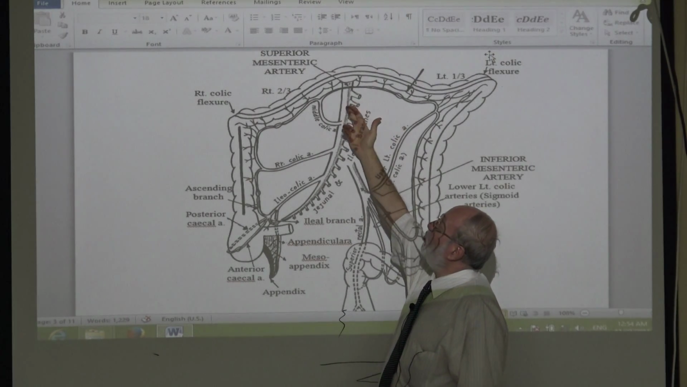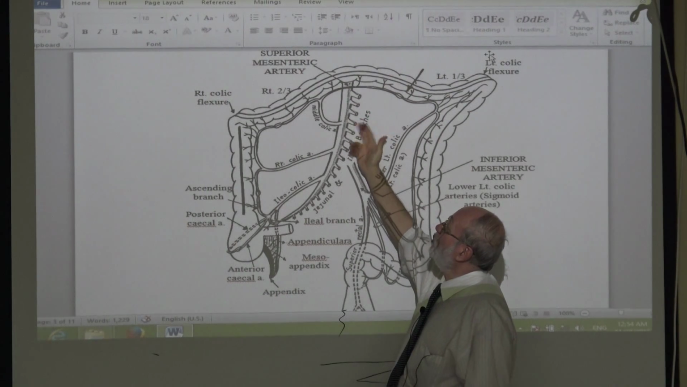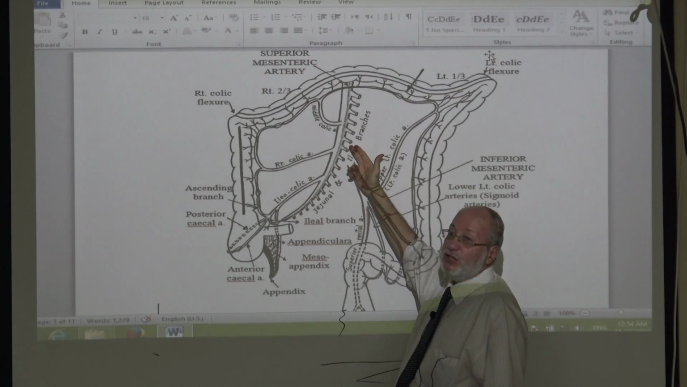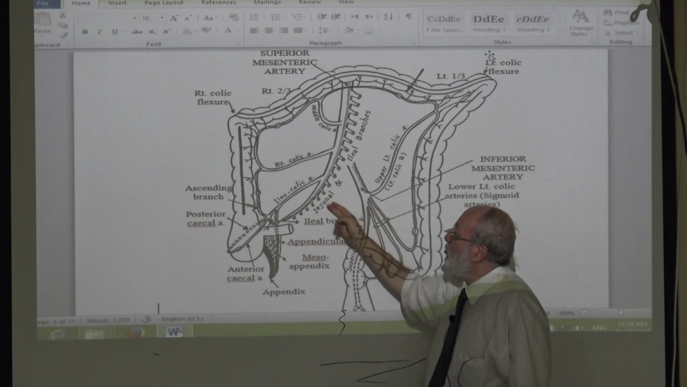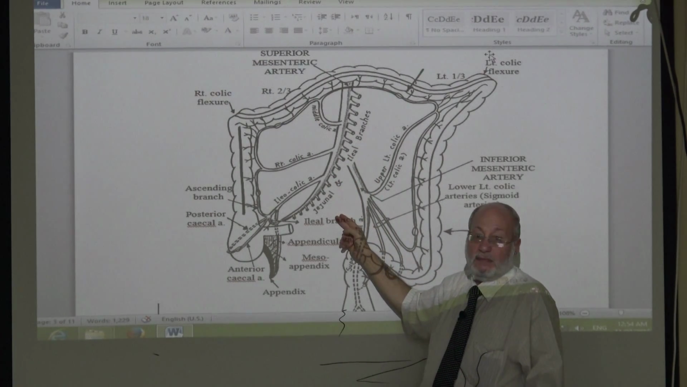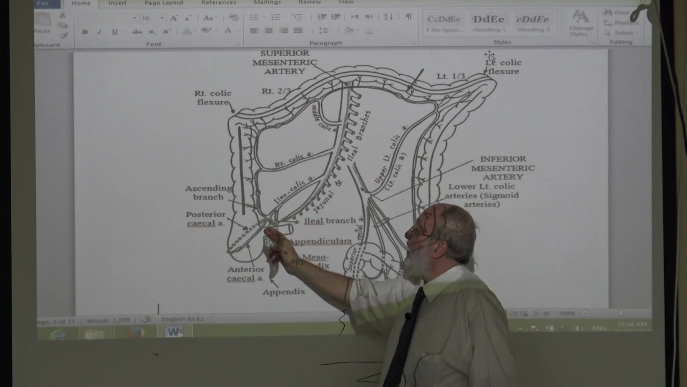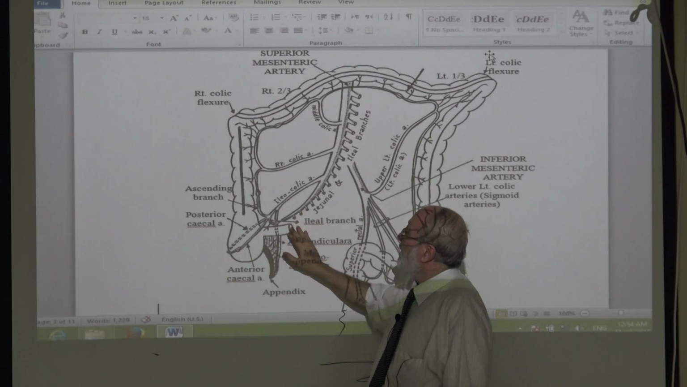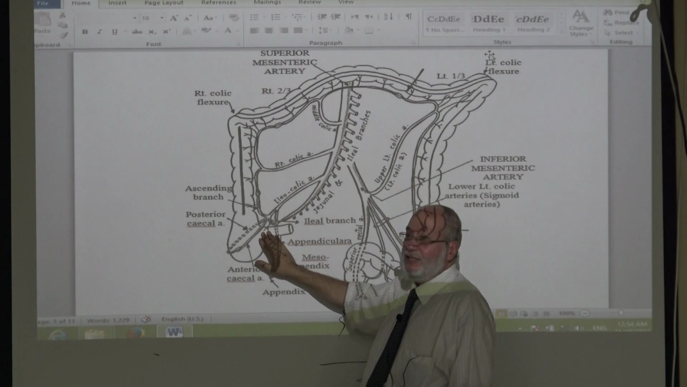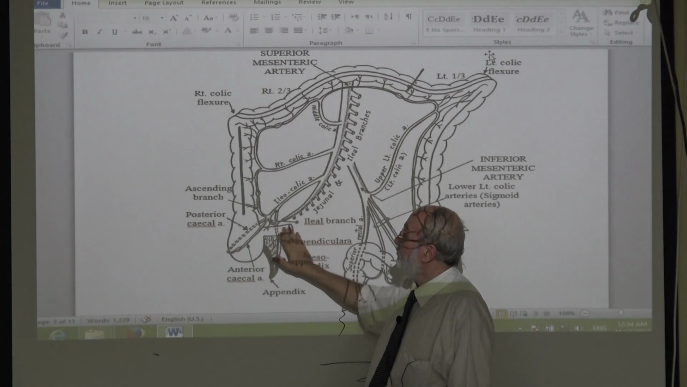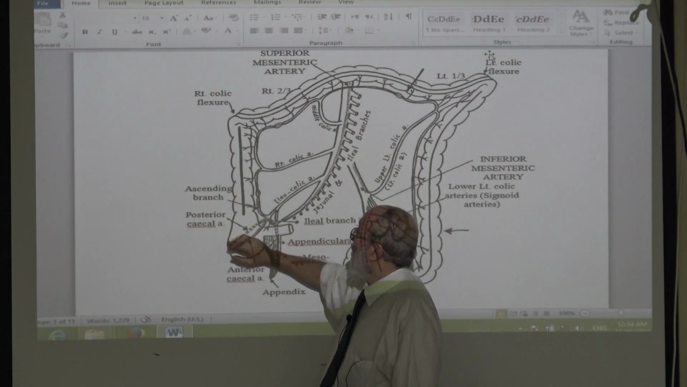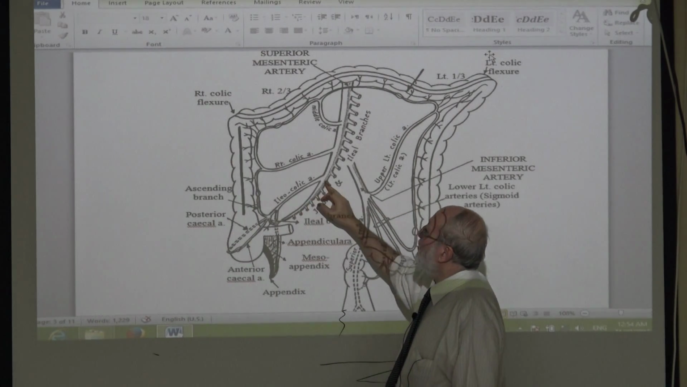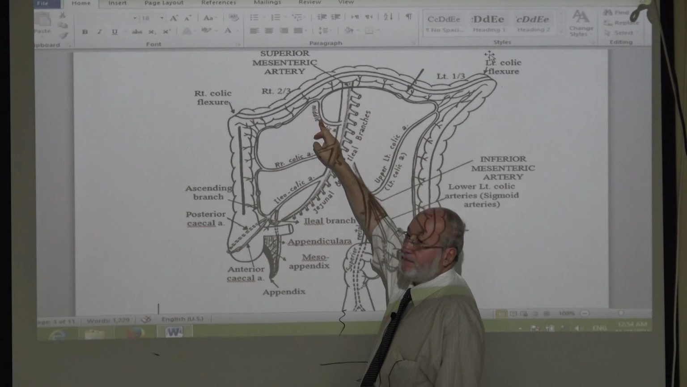Therefore, in the root of the mesentery of the small intestine, we give the jejunal branches to the jejunum, and the ileal branches to the ileum. Finally, we reach the terminal 10 inches of ileum and the colon. The superior mesenteric artery gives 3 branches to the colon.